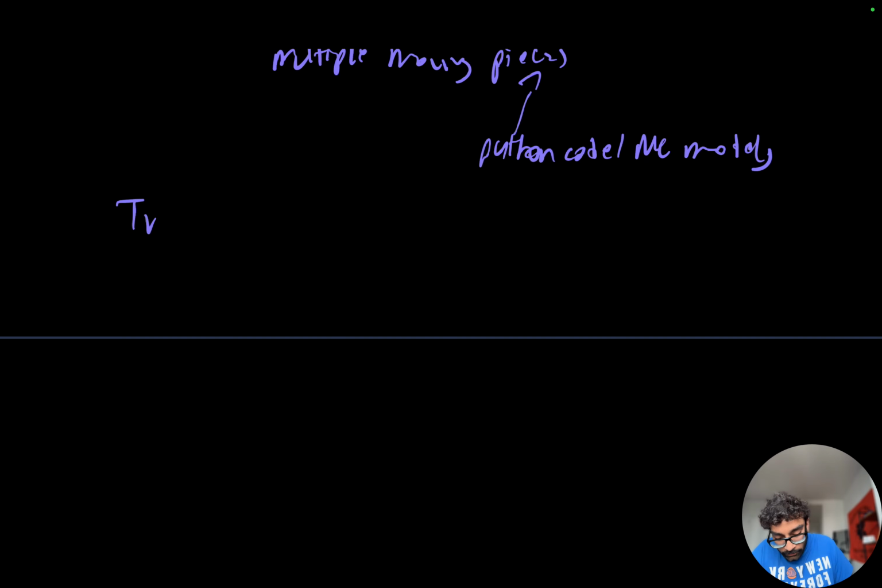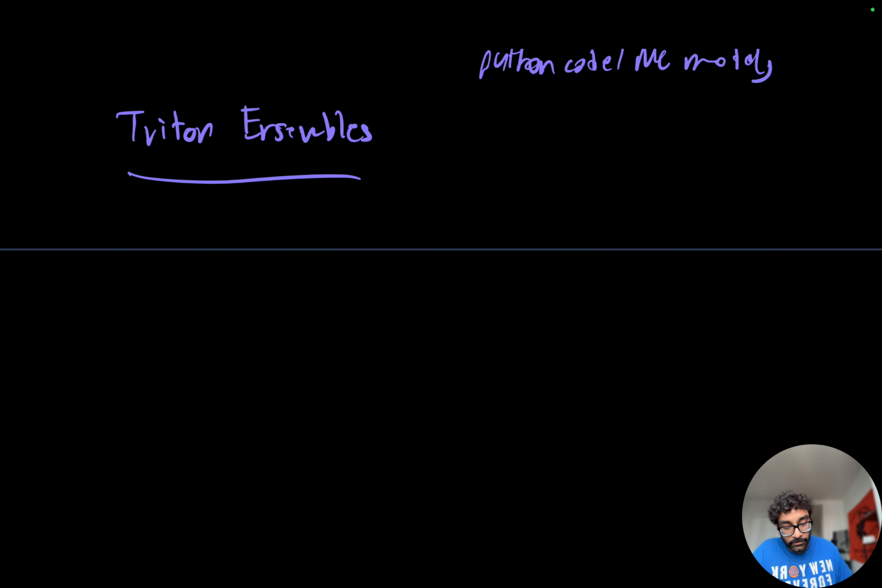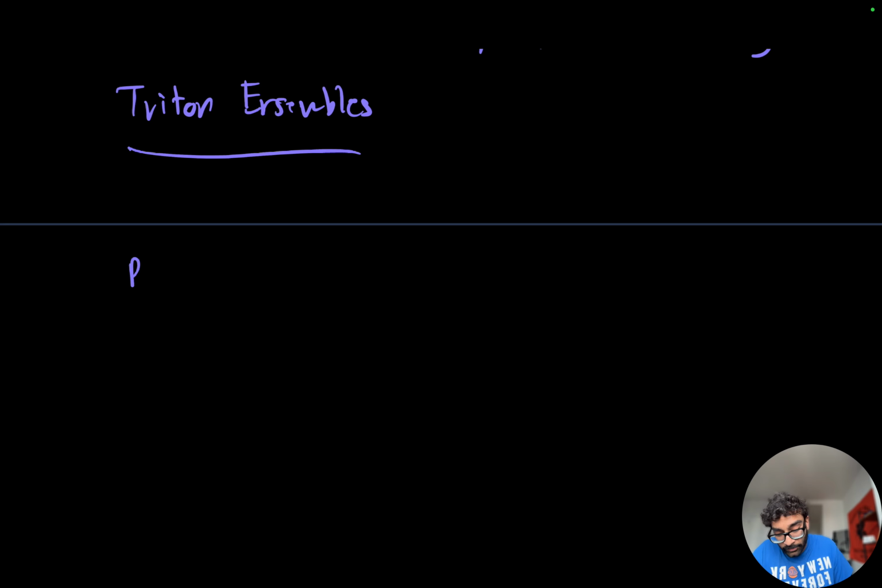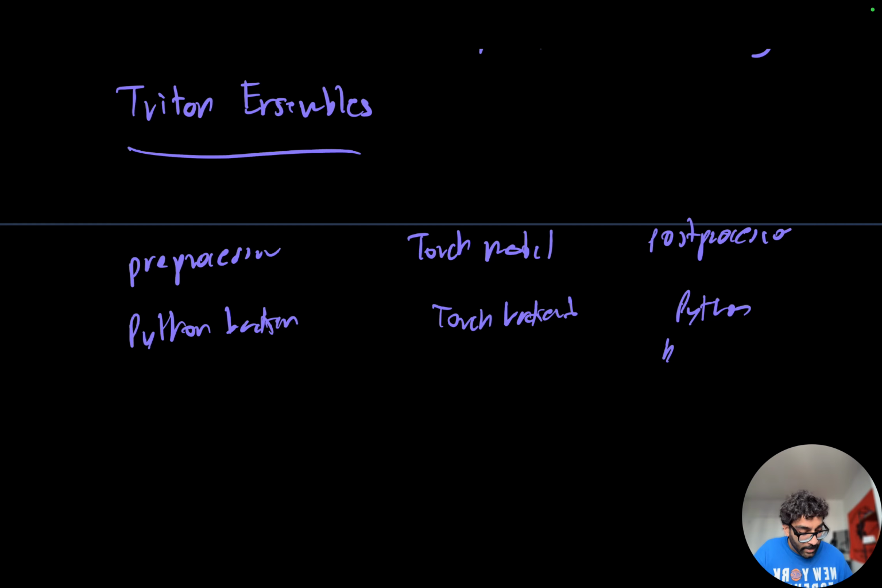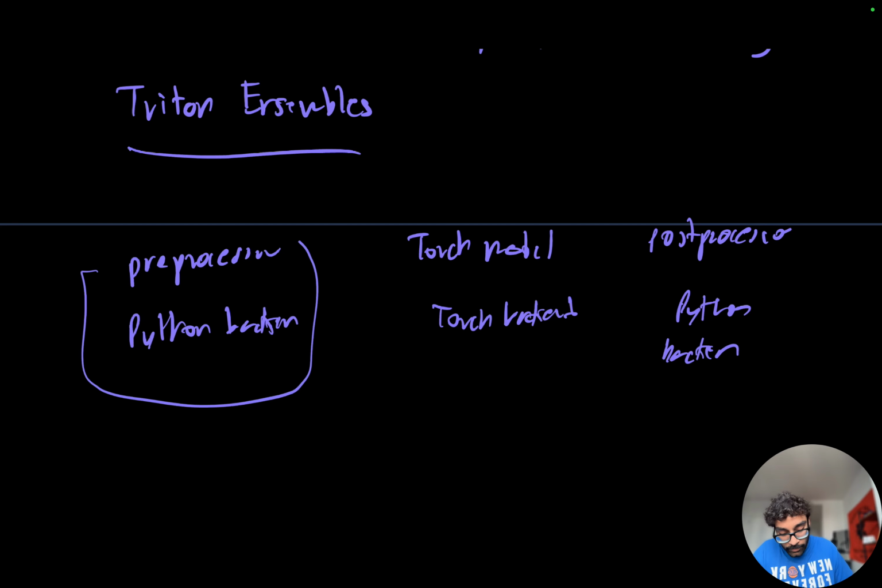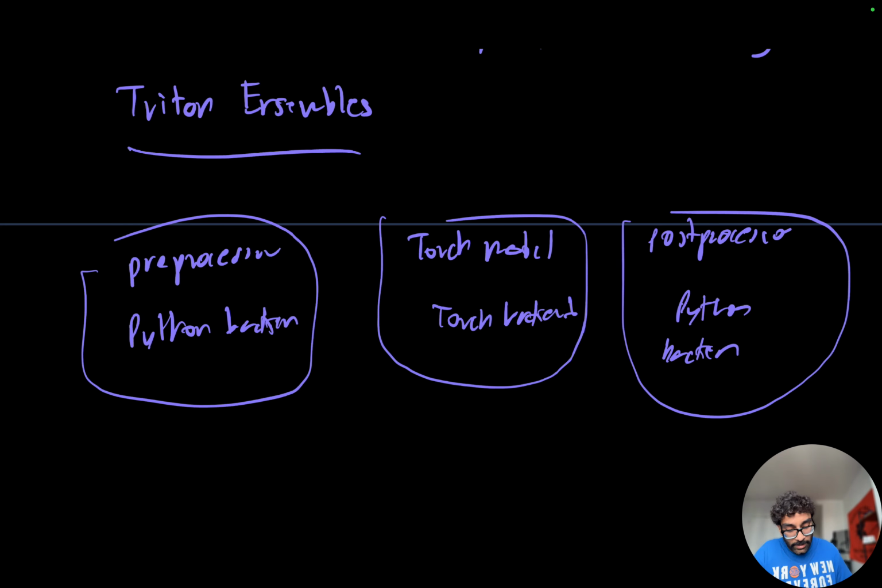So where Triton Ensembles came in is that they gave us an option where, let's say you have multiple different models or multiple different pieces of code from different backends. So let's say we have our preprocessor on our Python backend, and let's say we have our torch model on the torch backend or the libtorch backend. I forget the exact naming of it. And then let's say we have a post processor that takes these outputs, and this is also on the Python backend as well. So these are different moving blocks that we want to be able to bring together.